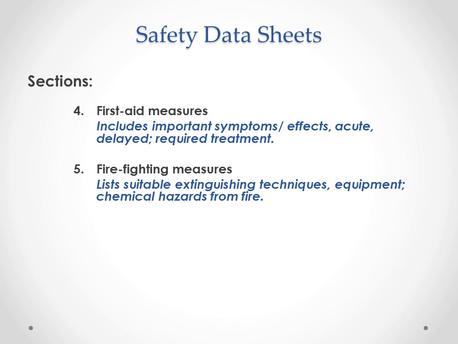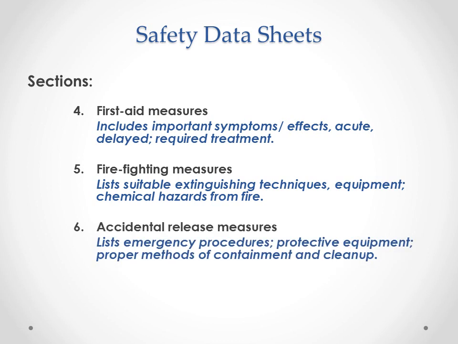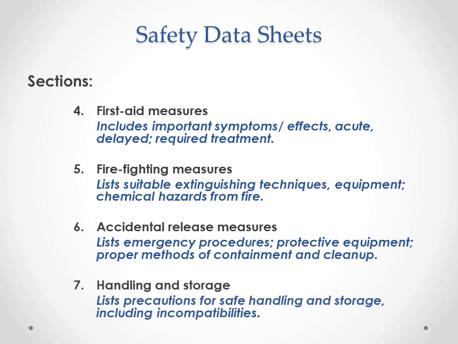Number 5 talks about firefighting measures. What are the suitable extinguishing techniques, equipment, chemical hazards from a fire? So in this section, the firefighters will know whether they should use water or foam, what not to use. Some products will spread from the use of water, like grease fires. Section number 6 deals with accidental release measures. This will list the emergency procedures, protective equipment, proper methods of containment and cleanup. Number 7 talks about the handling and storage. It lists precautions for safe handling and storage, including incompatibilities. In other words, products that might react with other chemicals so that you shouldn't store them together. That'll be listed under Section 7.